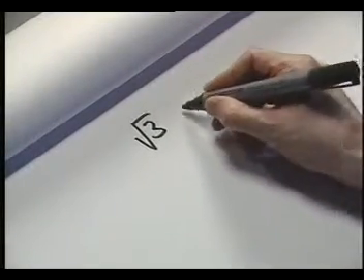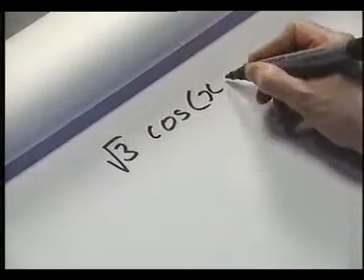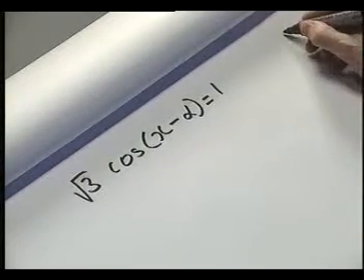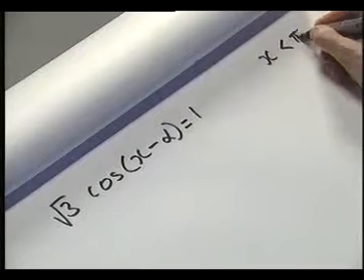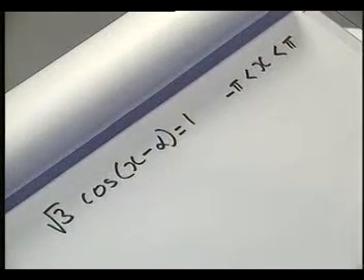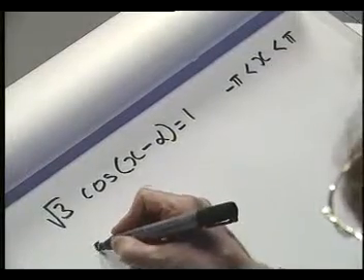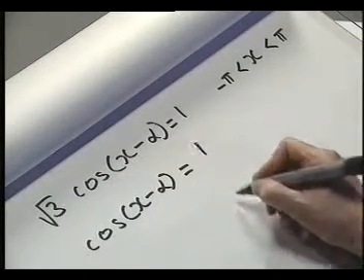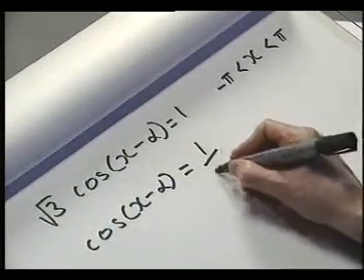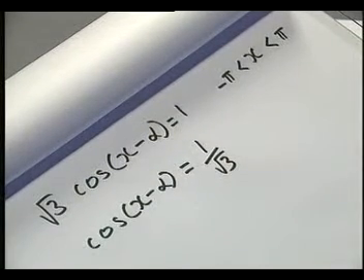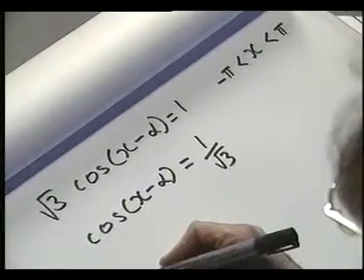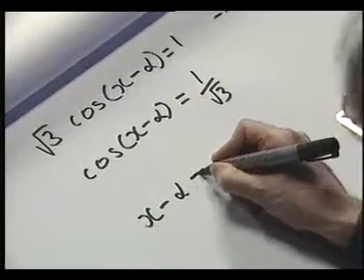But the equation that we're now trying to solve is root 3 cos of x minus alpha is equal to 1. And we know that we want x to be between pi and minus pi. So let's have a look at what this cosine is. Well, to do that, we're going to divide both sides by root 3. And so we have cos of x minus alpha is 1 over root 3. So what is x minus alpha?